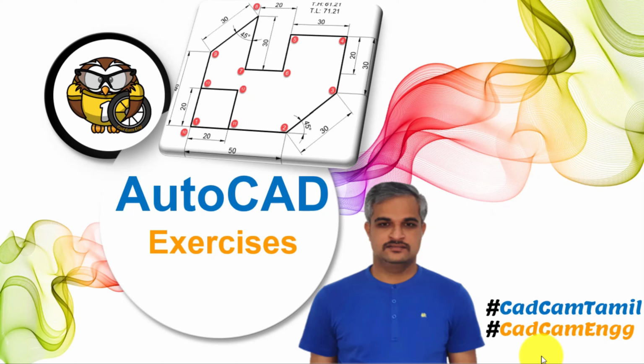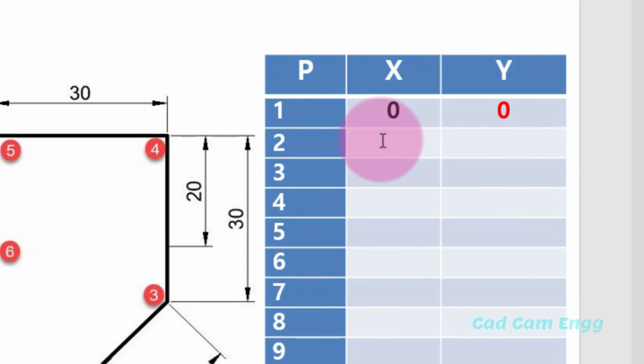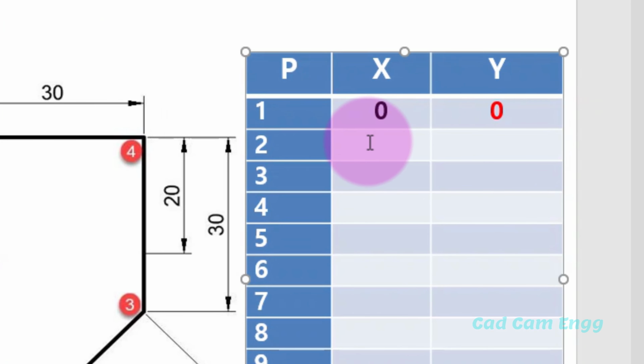Welcome back, dear friends. In this video we are going to discuss how to create the drawing using all three coordinate systems. We have already discussed the different coordinate systems. So in this video I am going to draw this drawing using the relative coordinate system, polar coordinate system and also the absolute coordinate system. You know very well, for the first point in any coordinate system we give absolute coordinate values only.